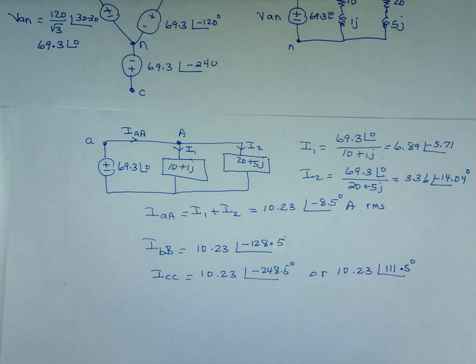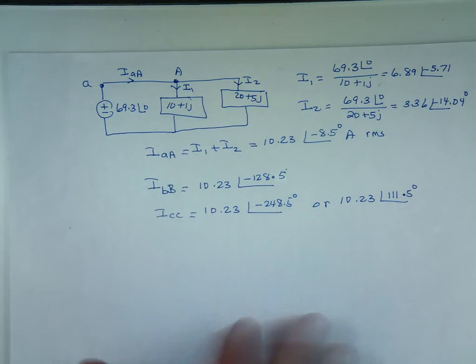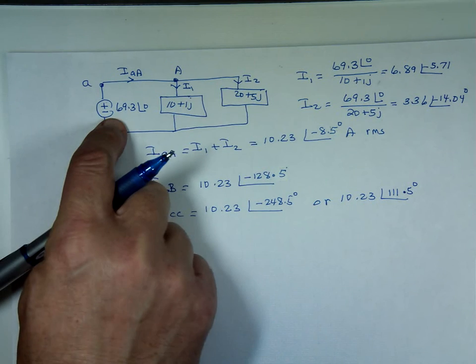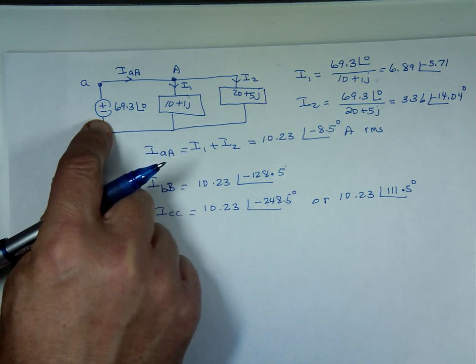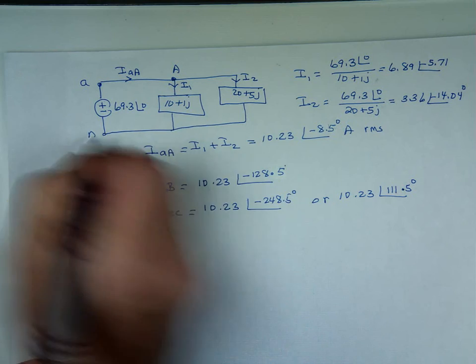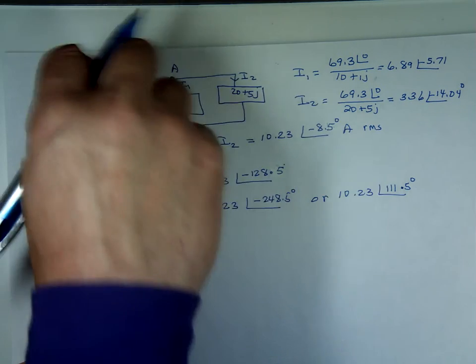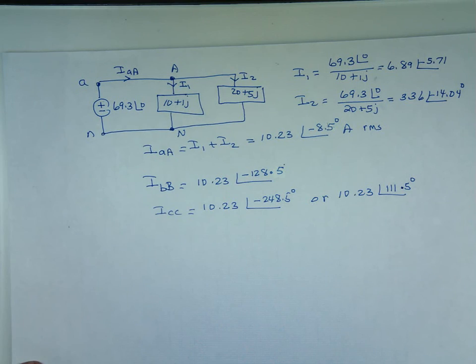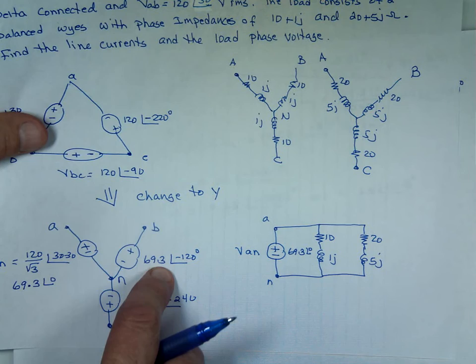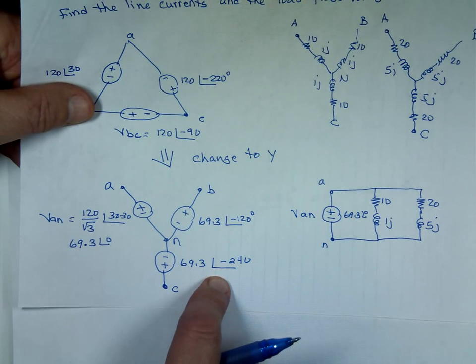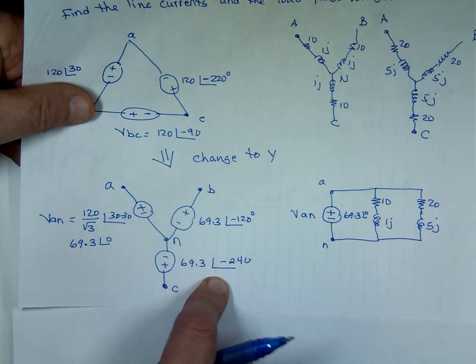So we found the current. It says find the load phase voltage. Well, this is the load. What's the voltage here? That's VAN. This is N here, capital N. So the load phase voltage is right there. That voltage here, which is in parallel with this, is 69.3. And what do you think for B here? It's going to be this number. And for C it's going to be that number. So that's this problem.